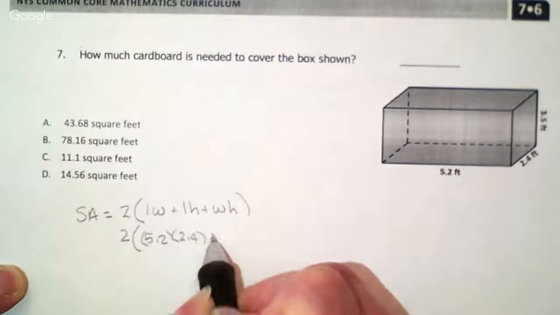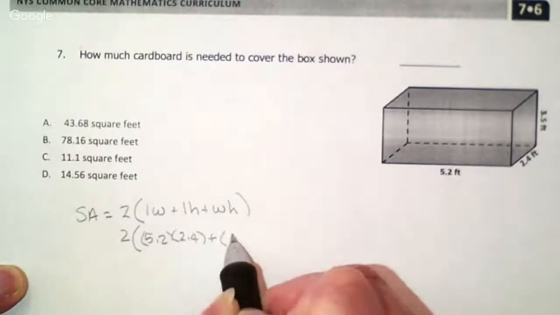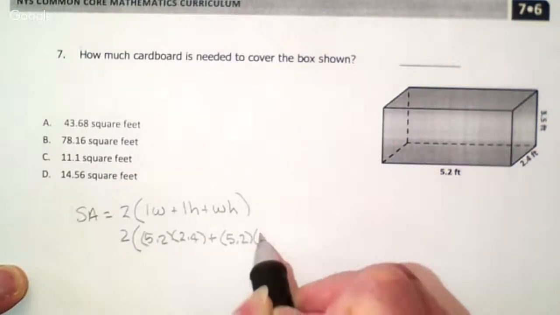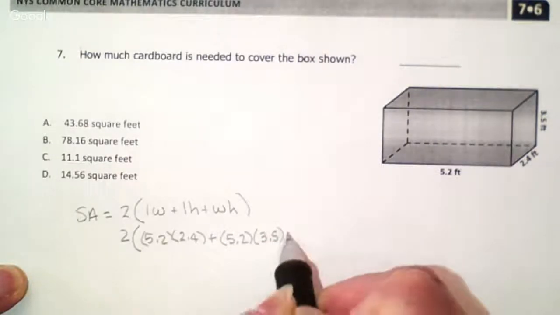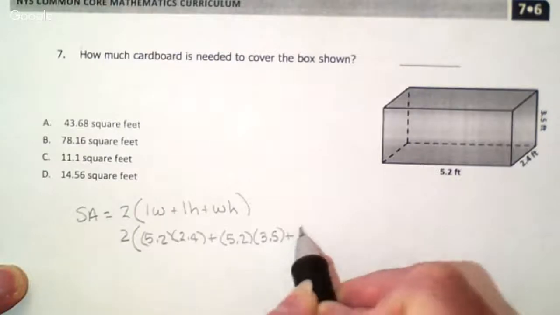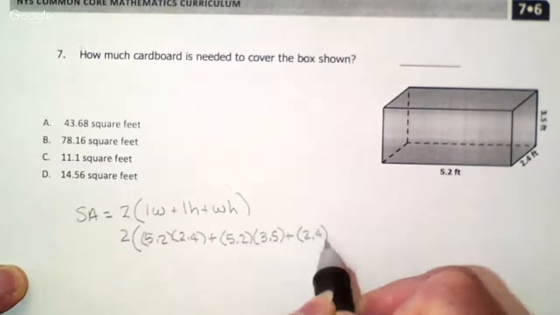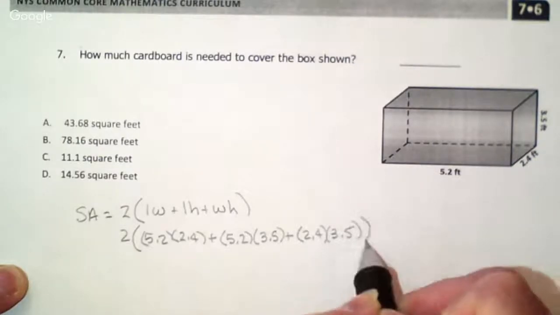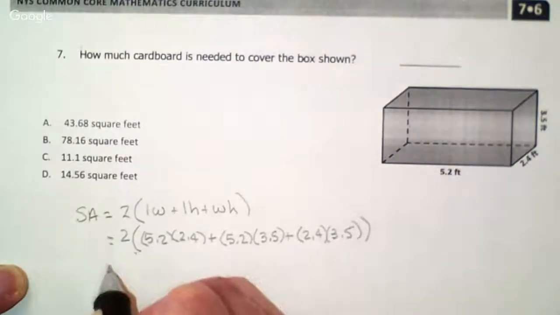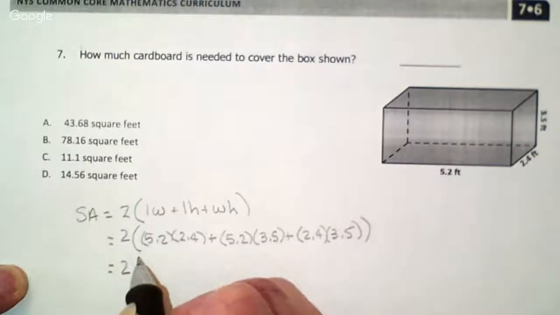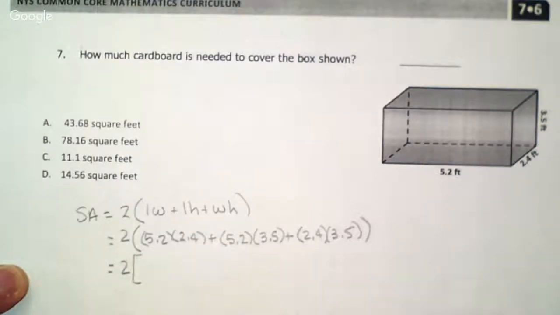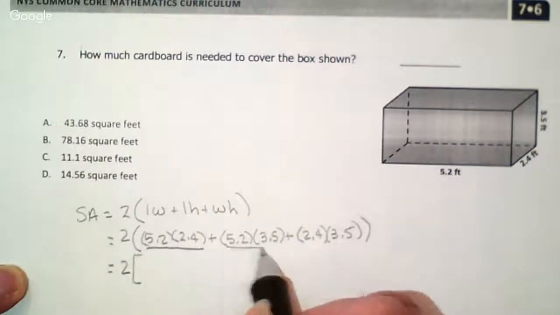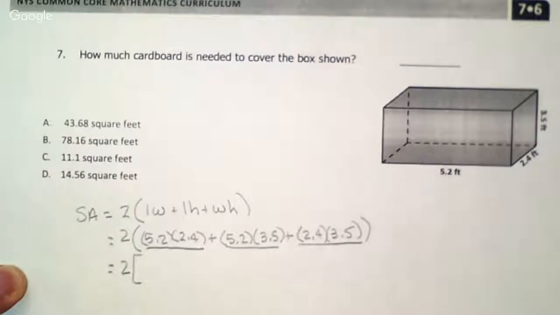Plus length is 5.2 and height is 3.5, plus width is 2.4 and height is 3.5. Now I'm doing this with you guys, so you kind of got to bear with me. I'm doing the computations right with you. Now remember, New York State won't let you do two things at once, so I'm going to multiply this, this, and this. So let's do that together.